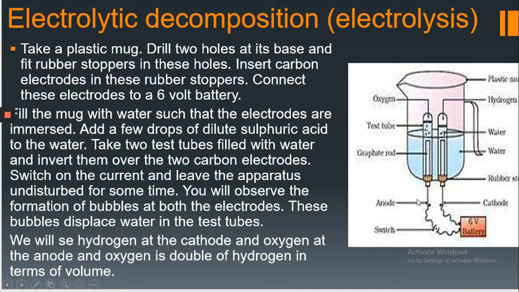What will you observe? You will observe the formation of bubbles at both the electrodes. These bubbles displace water in the test tube. We will see that hydrogen is at the cathode and oxygen is at the anode. And the volume of hydrogen is just double that of oxygen. So this is the electrolytic decomposition.